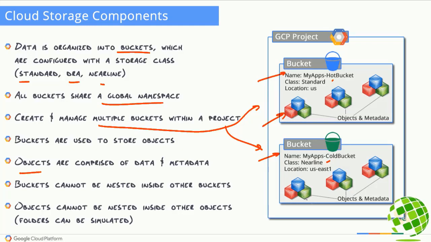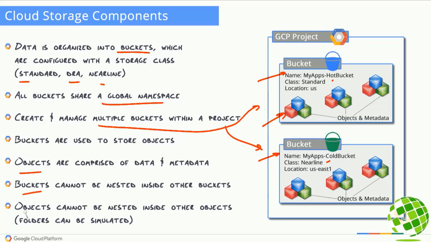Objects are comprised of data as well as metadata. Objects themselves being the bag of bytes, and metadata tells systems and browsers how to handle your data. So you have system metadata such as content type and encoding and language, and then you can also add your own custom metadata, key value pairs, to our objects.